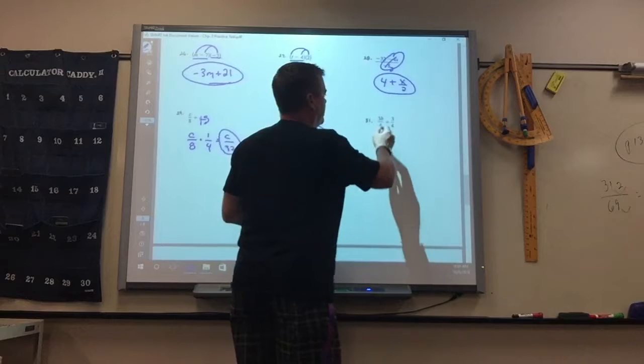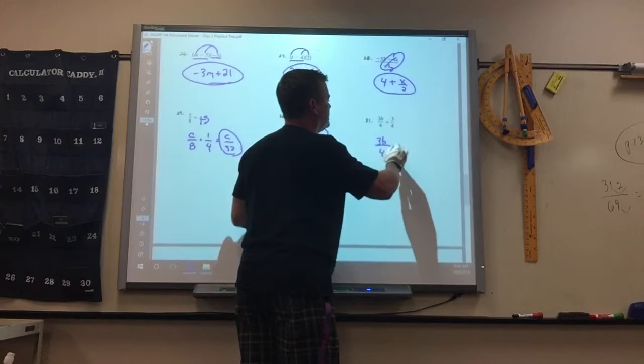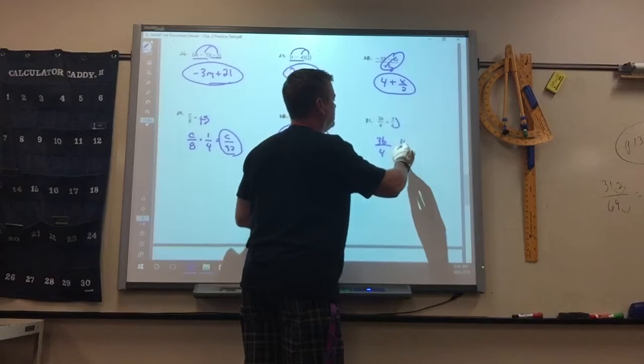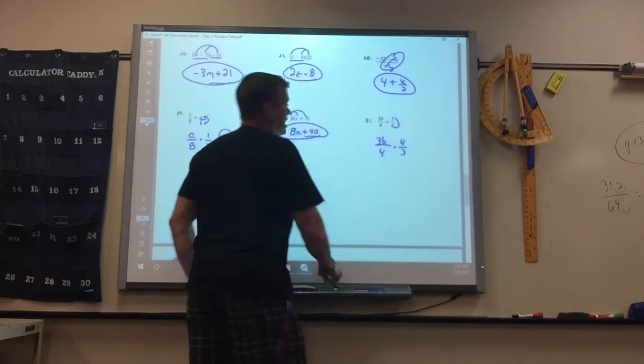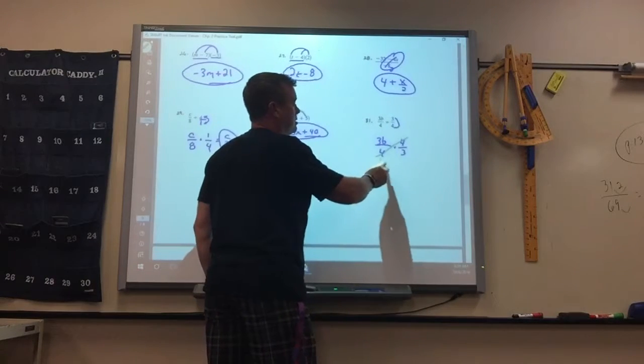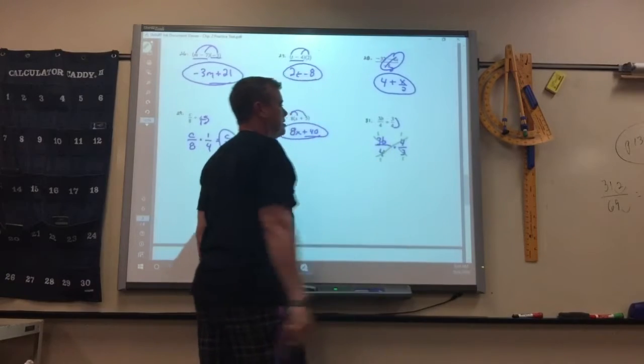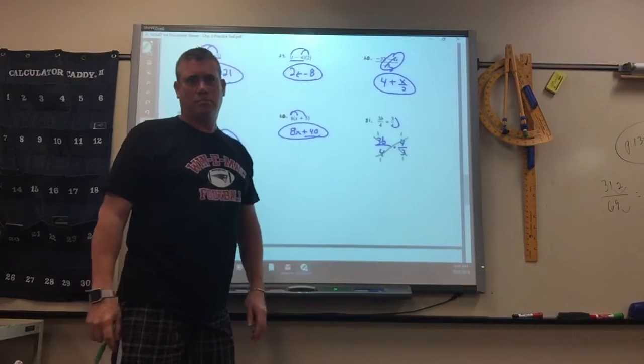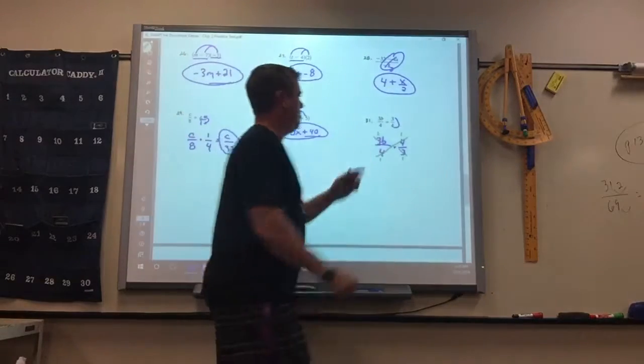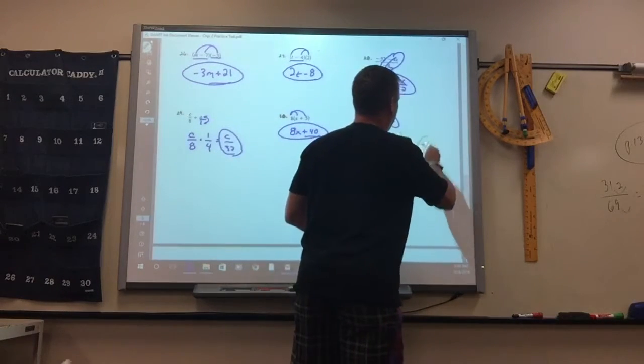Divide problem, so you take the first times the reciprocal of the second. So here we can cross cancel the 4's. They both go into each other once. We can cross cancel the 3's. So what's the only thing left? 1. 1b, which is just b.